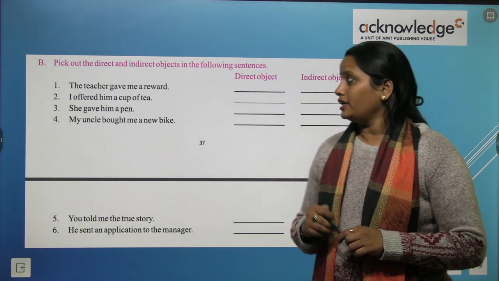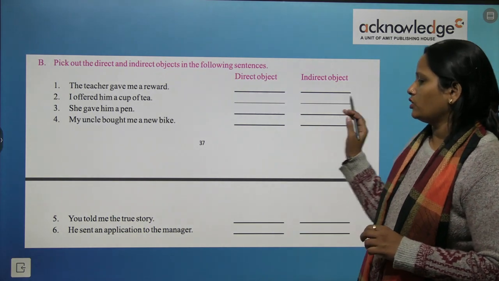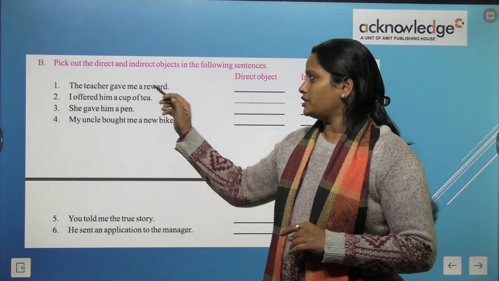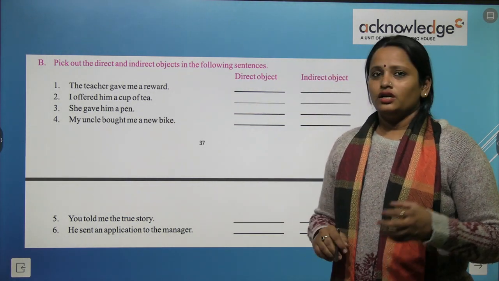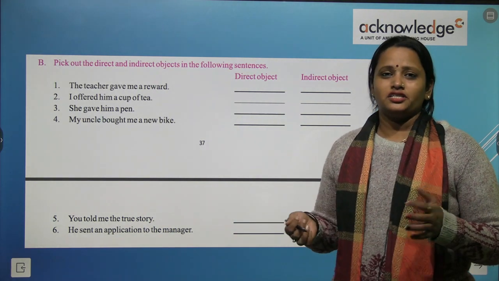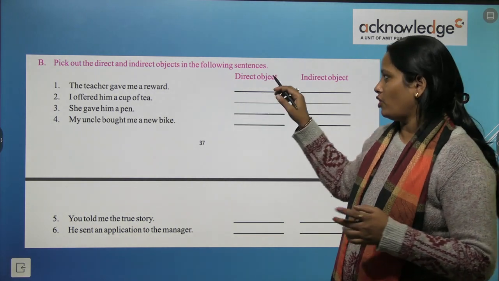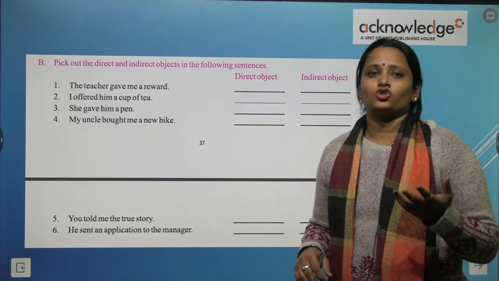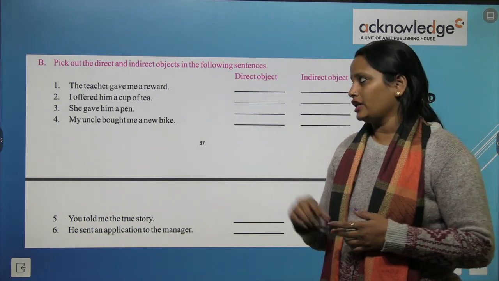Pick out the direct and indirect object in the following sentences. So in the sentences we have to find the direct and indirect object. So children, the first question is the teacher gave me a reward. Here gave is the verb. The teacher gave, what did the teacher give? What? A reward. So reward will come in the direct object. And when we asked whom, to whom did the teacher give, the answer will be me. So me will be written in the indirect object.